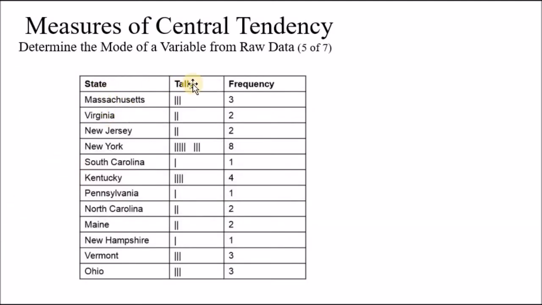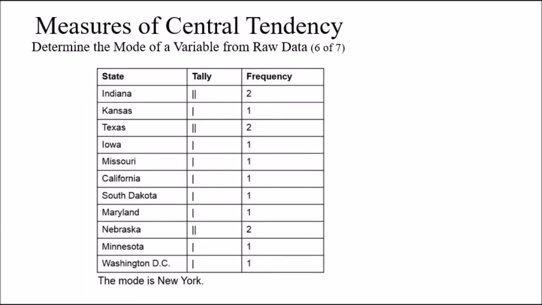So what we will do is create a frequency table for the raw data that we have, and I will show you how to create one in Excel, and then determine which one occurs the most. In this case, we have 8, which corresponds to New York. That means the mode of this data is New York.